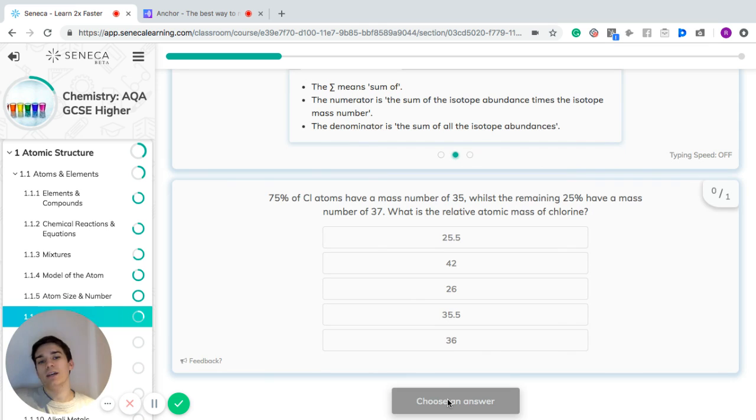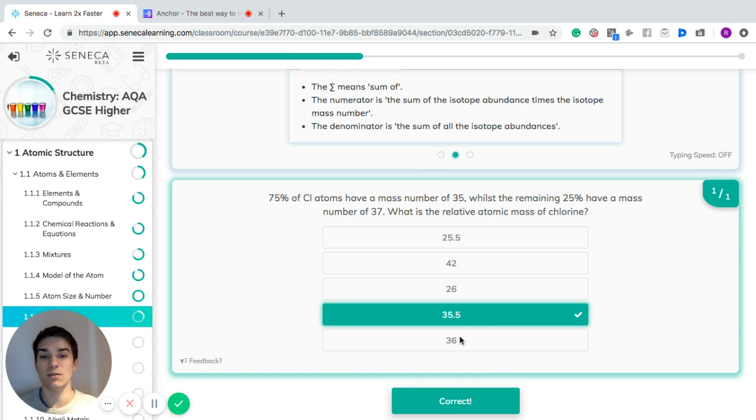So if you think of this in an example, 75% of chlorine atoms have a mass number of 35, while the remaining 25% have a mass number of 37. If you ask the question, what is the relative atomic mass of chlorine? Well, you'd take 75% times 35 plus 25% of 37, and you divide that by the 100%. So the overall relative atomic mass of chlorine in this example is 35.5.